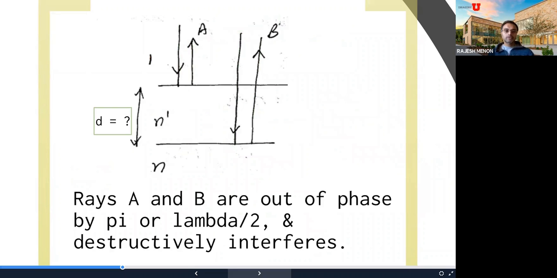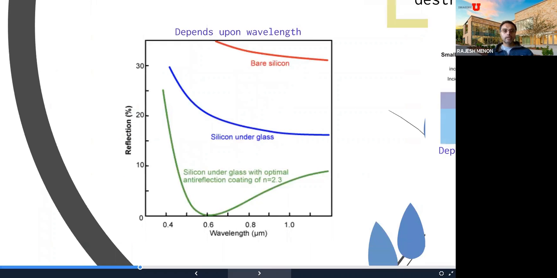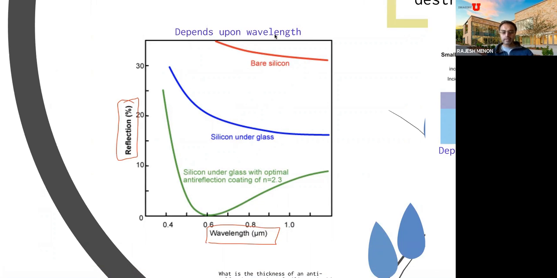So again, just to summarize, rays A and B are out of phase by pi, or lambda over 2, and then destructively interfere, which prevents the reflection from happening. Now, you can surmise, as I mentioned before, that this depends on wavelength. So if I plot the reflection, which is on this axis, versus the wavelength, I can see that it changes with the wavelength, right? It's not flat. That's because the refractive indices n and n prime depend on lambda. They're not flat with lambda.